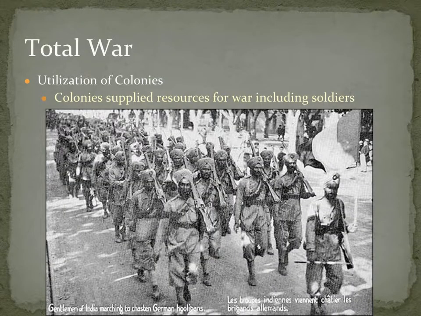Another part of total war is the utilization of colonies. So we talked at the beginning about how imperialism played a role in World War I. Colonies were very important to the European powers for supplying resources, including soldiers. So here we have Indian soldiers who are marching off as part of the British military to go fight in World War I.